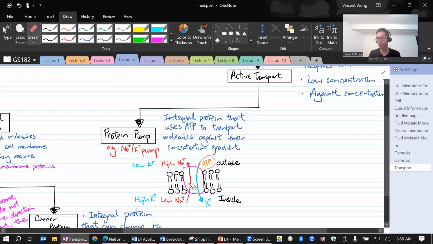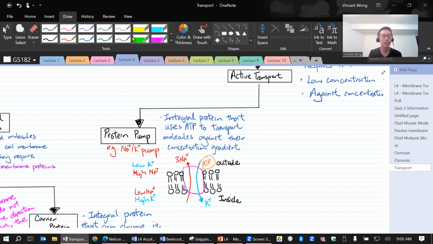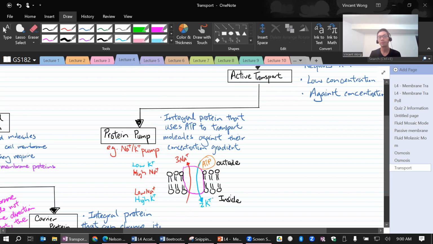So this sodium potassium pump, for every... high sodium on the outside, right? So for this to work, I have to write here first. Okay. For the sodium potassium pump, for every ATP that it uses, it will pump 3 sodium out and it will bring in 2 potassium. Okay. So that's it. That's basically it.